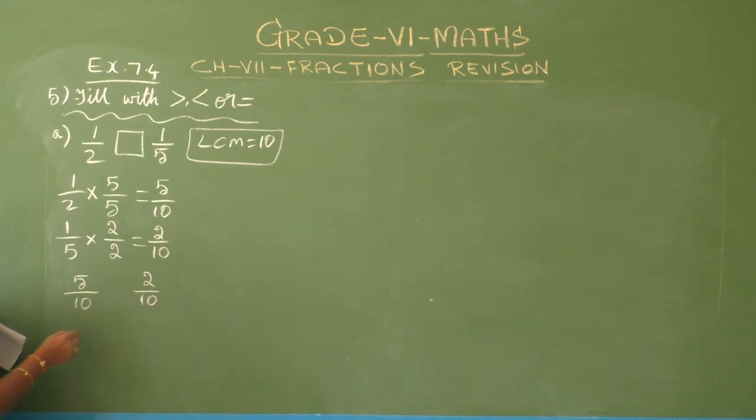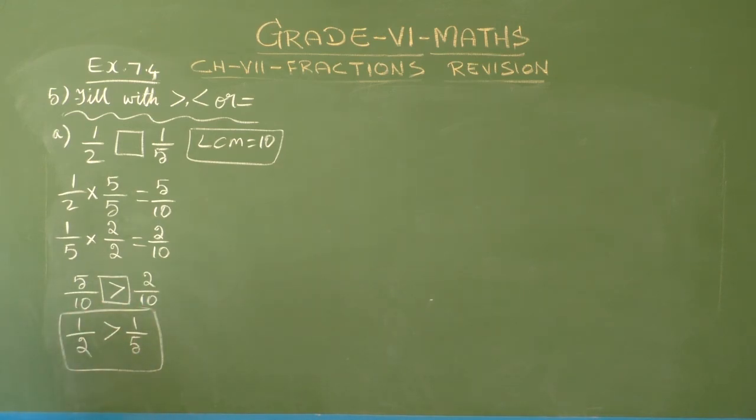Now you can compare which is biggest and which is smallest. 5 by 10 is the biggest one, so greater than symbol. Then write the actual original fractions: 1 by 2 is greater than 1 by 5. This is the answer. Okay?